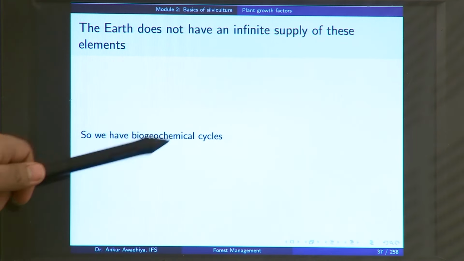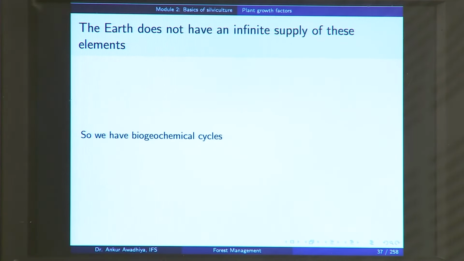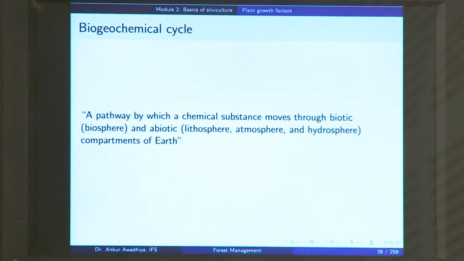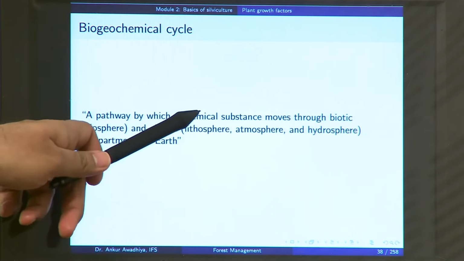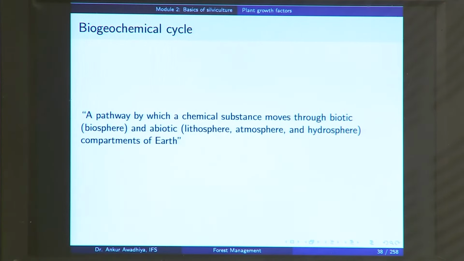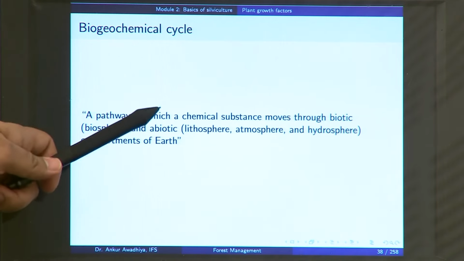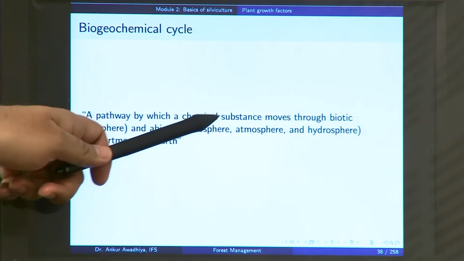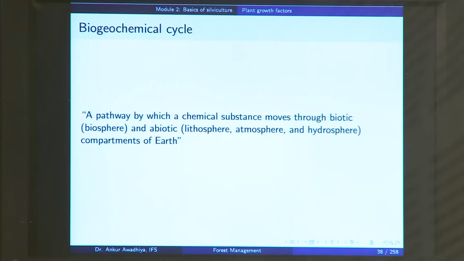the biogeochemical cycles. Now, what is a biogeochemical cycle? A biogeochemical cycle is defined as a pathway by which a chemical substance such as nutrients moves through biotic, that is the living portion or the biosphere, and the abiotic or the non-living portion, which comprises the lithosphere, atmosphere and hydrosphere compartments of the earth.